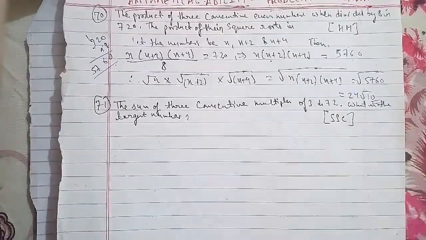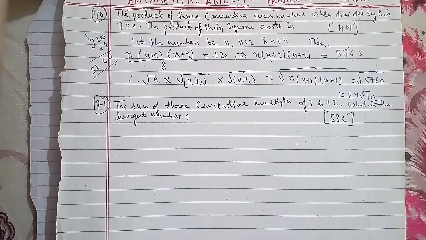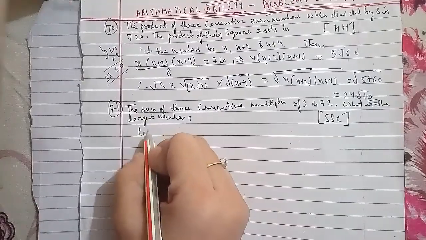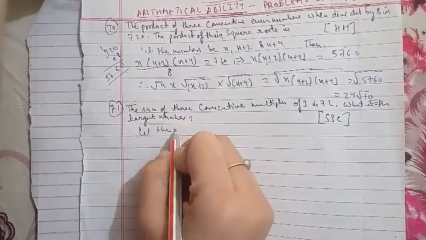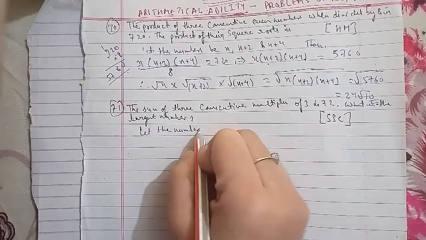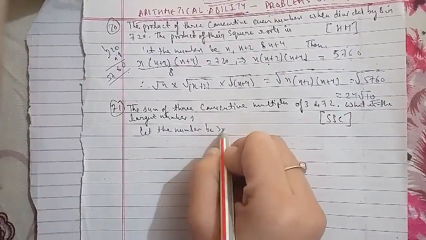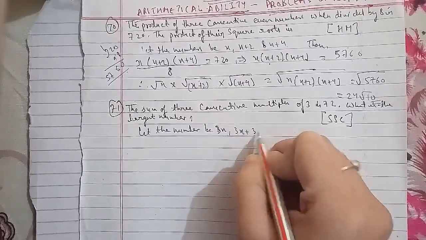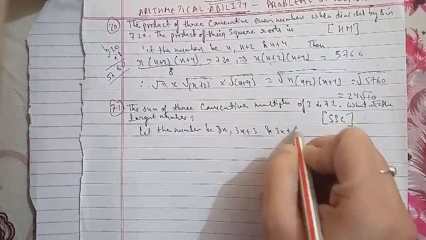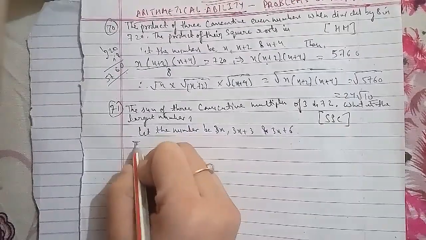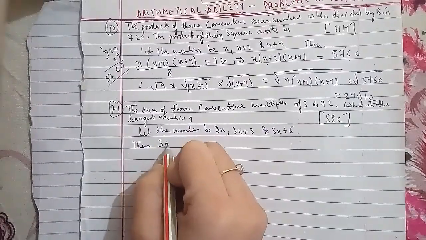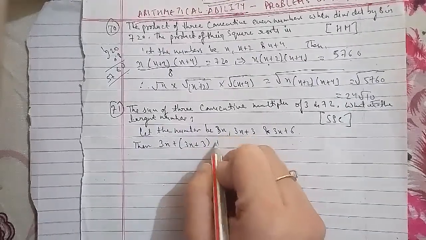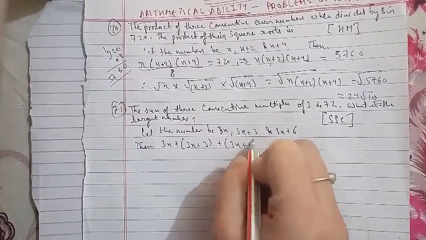3x, 3x plus 3 and 3x plus 6. Then 3x plus 3x plus 3 plus 3x plus 6 equals 72. So 9x equals 63 and x equals 7 here. So the largest number we have to find out.